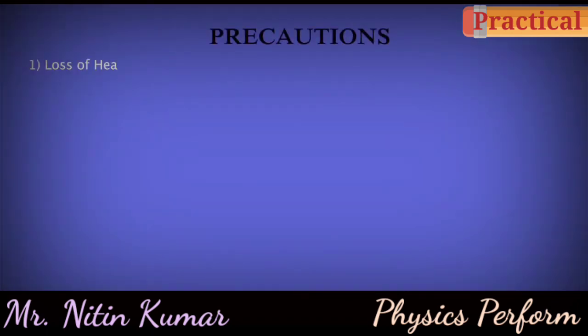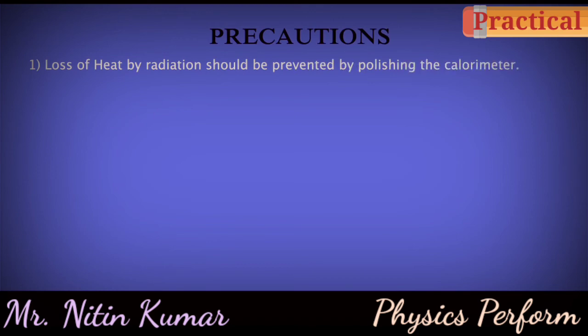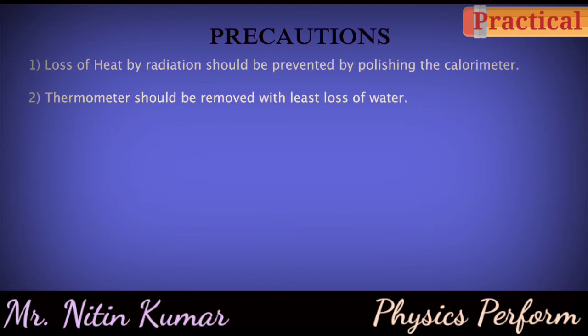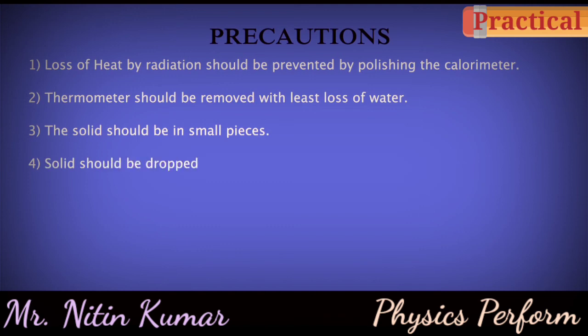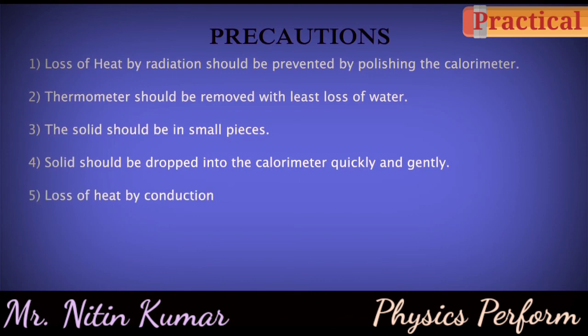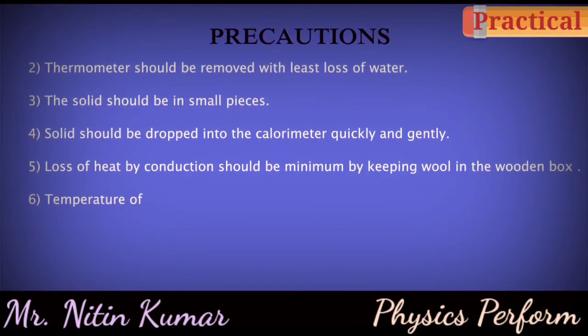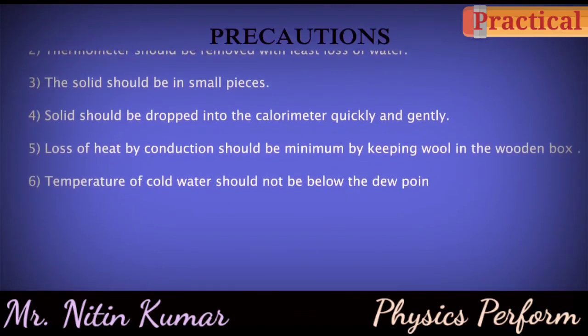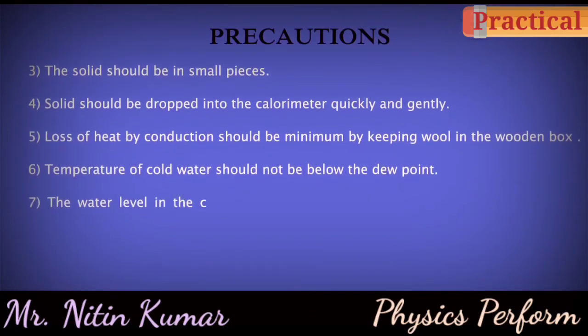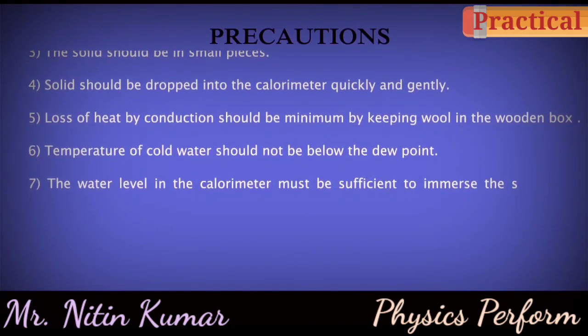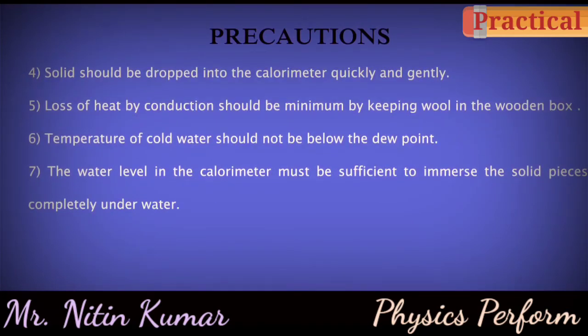Precautions. The loss of heat by radiation should be prevented by polishing the calorimeter. Thermometer should be removed with least loss of water. The solid should be in small pieces. Solid should be dropped into the calorimeter quickly and gently. Loss of heat by conduction should be kept minimum by keeping wool in the wooden box. Temperature of the cold water should not be below the dew point. The water level in the calorimeter must be sufficient to immerse the solid pieces completely.